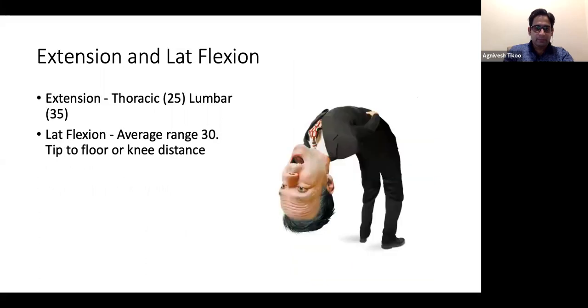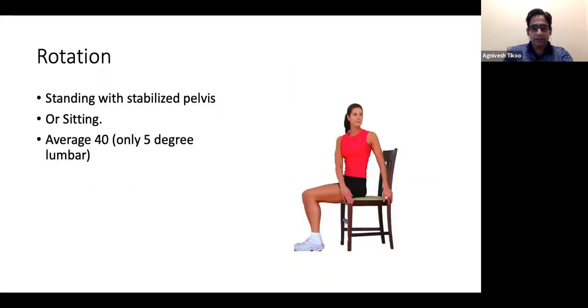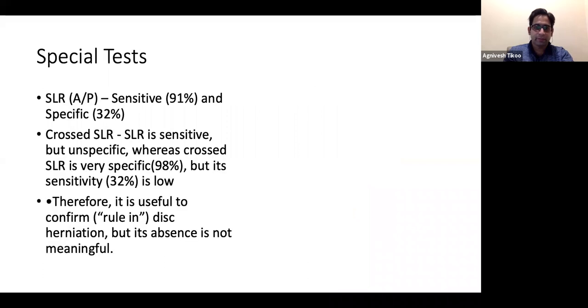So extension and all, you can again check with the average range, but for rotation, it is very essential that you cannot check rotation in the standing position. You need to stabilize the pelvis, otherwise you will not be able to know how much is the dorsal rotation. The lower limb rotation will add to it. So whenever you check for spinal rotation, you have to make the patient sit. Without sitting, you cannot check. Or if you make them stand, then you need to stabilize the pelvis with both hands. Maybe possible in a child, but in an adult, it is very difficult.